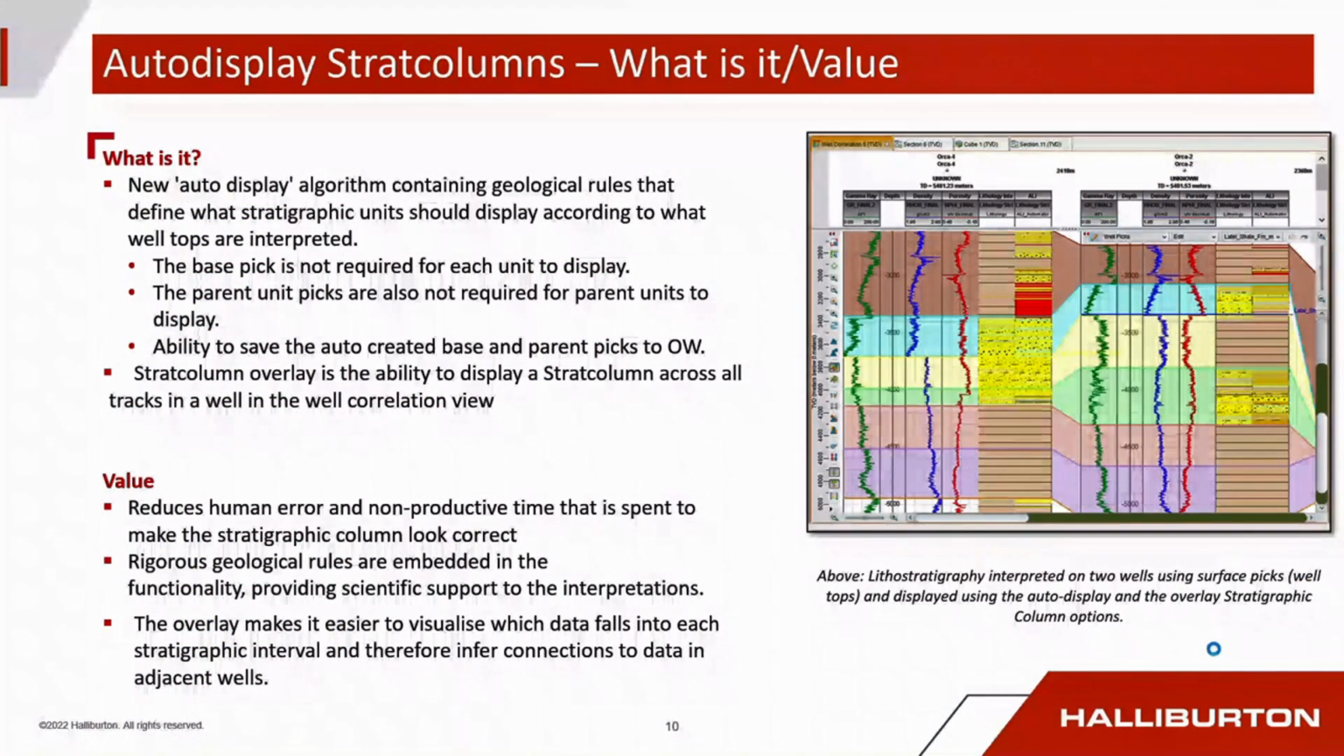So, the new auto display option for Stratcolumns requires only the minimum number of picks to be interpreted for the Stratcolumn to display the full extent, thus reducing the potential error and the time it takes to make sure that the Stratcolumn displays correctly when creating or editing an interpretation. So, for example, when interpreting lithostratigraphy using well tops, only formations need to be interpreted, and the logic will know how to display the groups or supergroups. This new logic has inbuilt geological rules that will display the Stratcolumn correctly in reverse stratigraphy and in faulting scenarios.